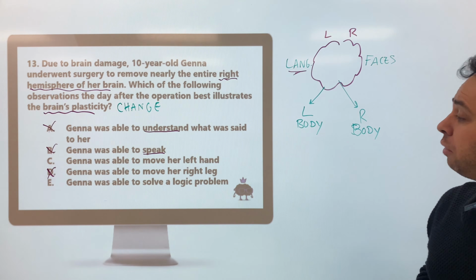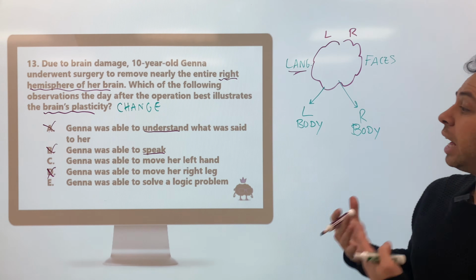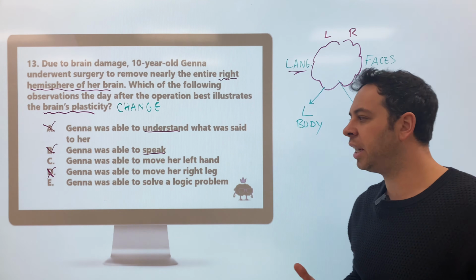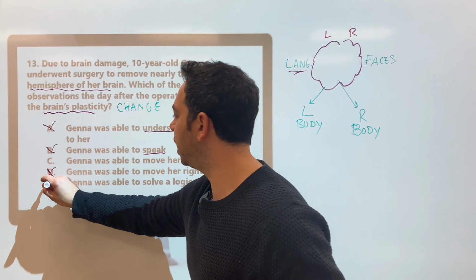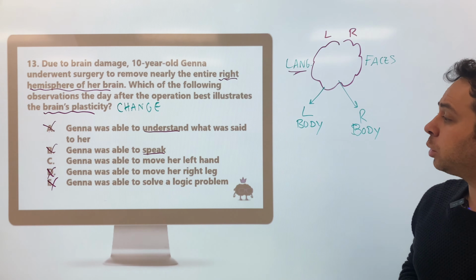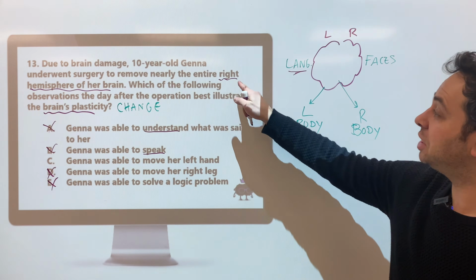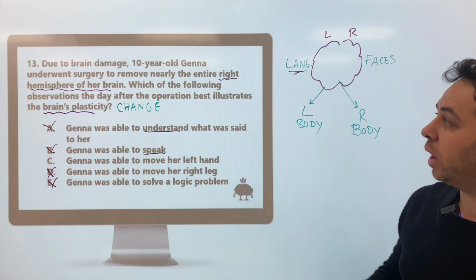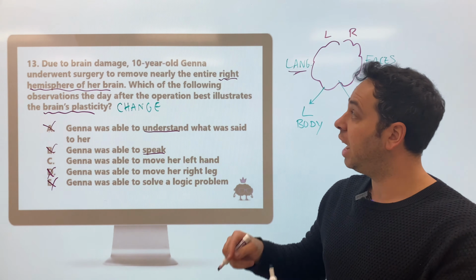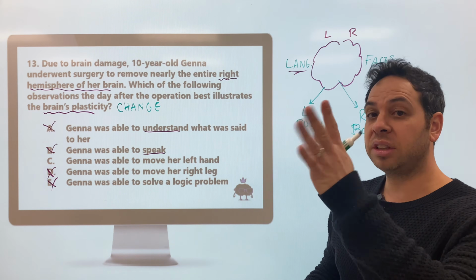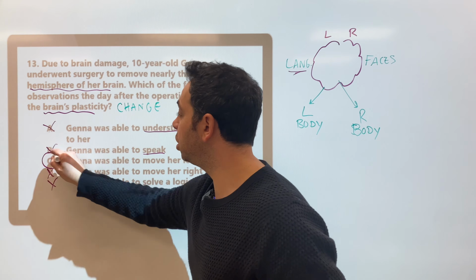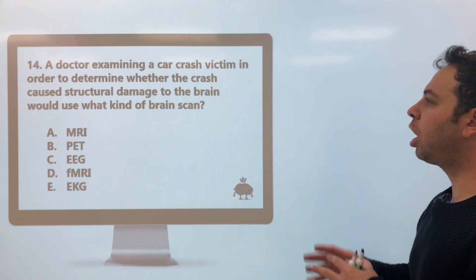Jenna was able to solve a logic problem. Yes, logic is important, but it's not necessarily associated with the right hemisphere. So we're going to cross that out. Which leads to C, Jenna was able to move her left hand. Remember, it's opposite of her right hemisphere. So if there's brain plasticity and her right hemisphere is working again, her left hand should work, which leads us to our answer, C.